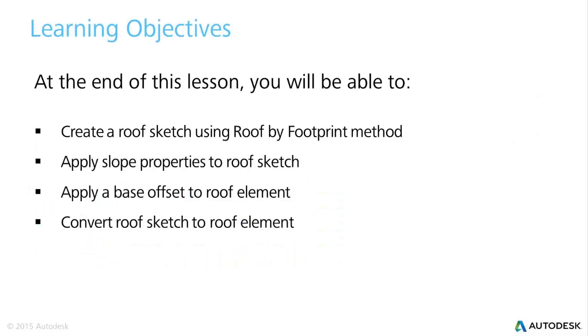Let's review the learning objectives for video 5. At the end of this lesson, you will be able to create a roof sketch using roof by footprint method, apply slope properties to a roof sketch, apply a base offset to the roof element, and then convert the roof sketch to a 3D roof element. With that, let's get started.